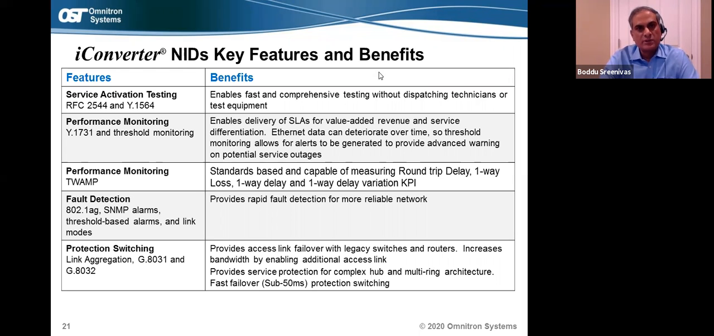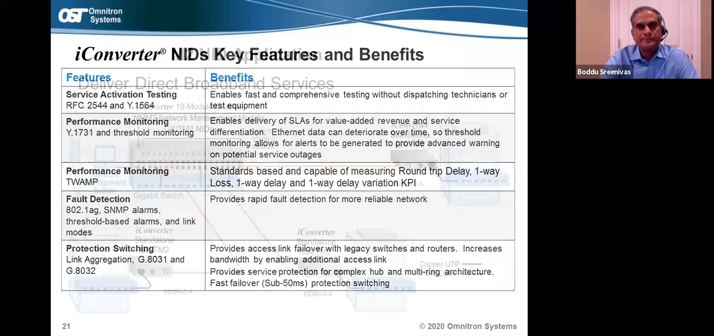We also have the latest protection capabilities that typically you would expect in carrier-grade products. We support link aggregation, both active-active and active standby LAG. We support 8031 and 8032, linear and ring protection. So with using these protection capabilities, you'll be able to provide sub-50 millisecond switchover time in case there's a cut in the fiber or if there's a failure at one of the nodes.